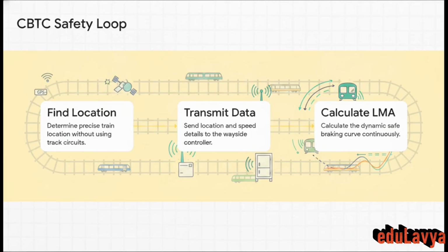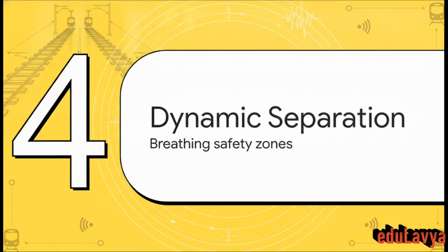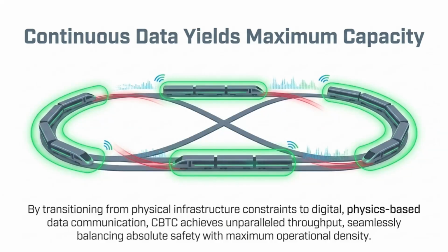This entire loop happens continuously, ensuring that the mathematical safety net is never more than a fraction of a second out of date. On to Section 4, dynamic separation. Building directly on that braking model we just talked about, we can look at train spacing and see exactly how CBTC impacts overall railway throughput.